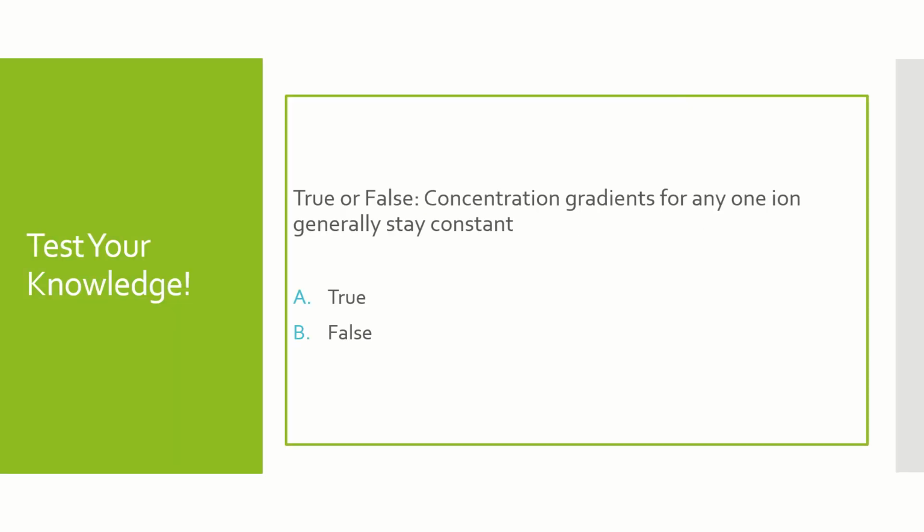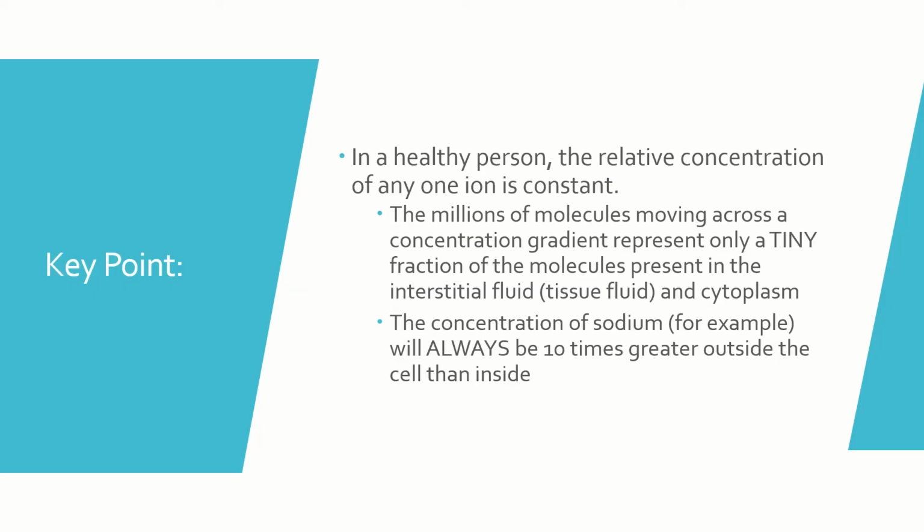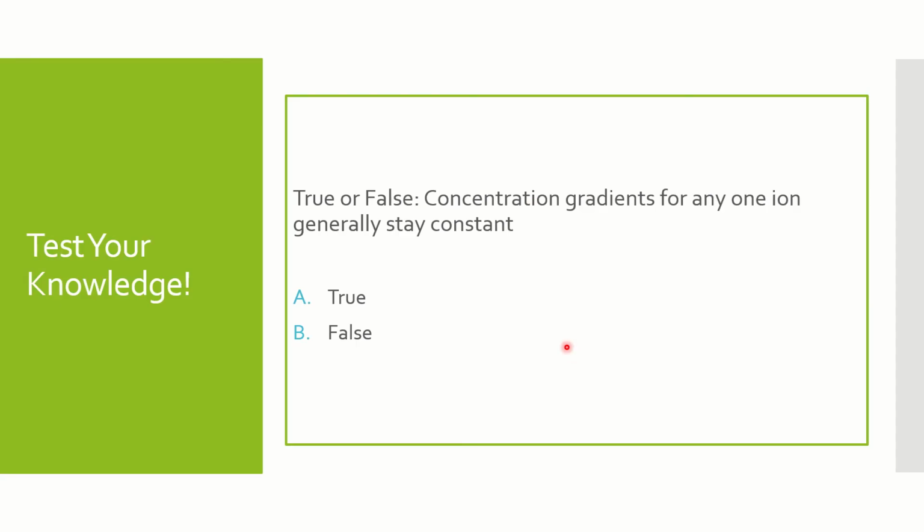So we have another question here. Go ahead and take a couple of seconds to answer this. True or false, the concentration gradients for any one ion generally stay constant. So go ahead and pause this and answer it now. All right. So, of course, if you were to have rewound right back to here, we would see that the answer, of course, is true, that the concentration of ions generally stays constant.